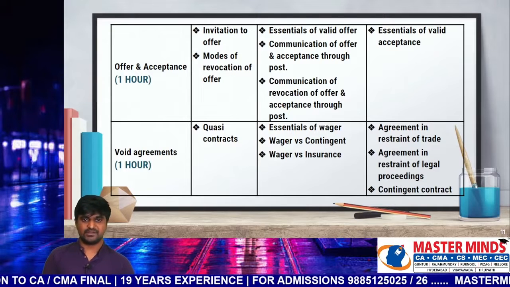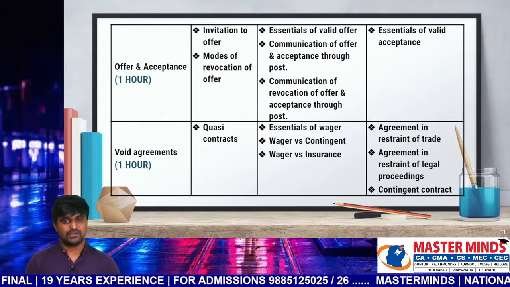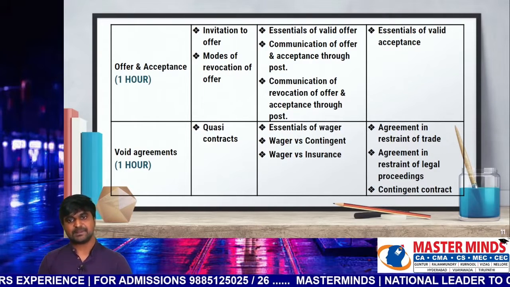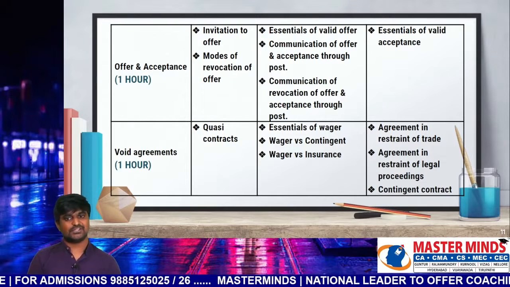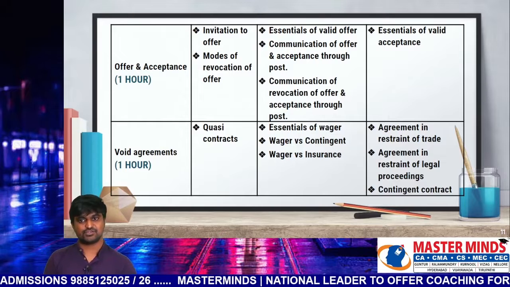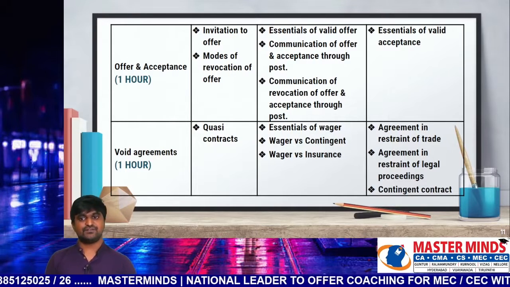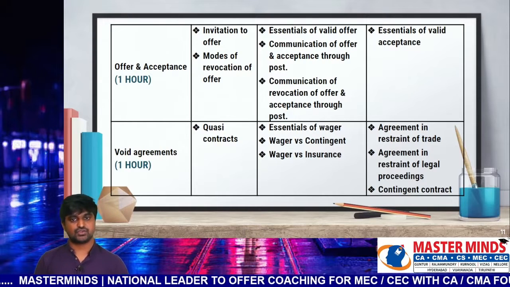Next, third priority concept, essentials of valid acceptance. Next one, void agreements. Here also you need to spend 1 hour of your time. And here, first priority concept is quasi-contract. Second priority, essentials of wager, wager versus contingent, wager versus insurance, nothing but differences questions. And third priority concepts are agreement in restraint of trade, agreement in restraint of legal proceedings, and contingent contract.